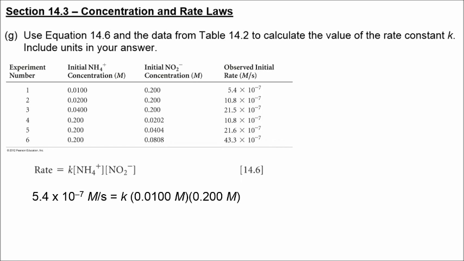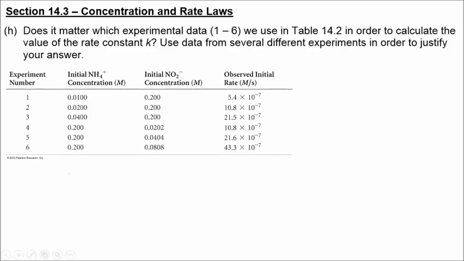We plug everything in, solve for K, and K is equal to a value of 2.7 times 10 to the negative 4, and the units are inverse molarity per time. So inverse molarity, inverse seconds. Even though we used the data from experiment number 1, does it really matter which experimental data we use to calculate the value of K?